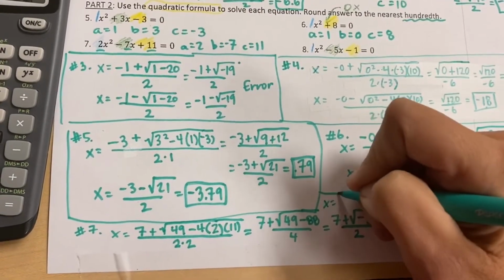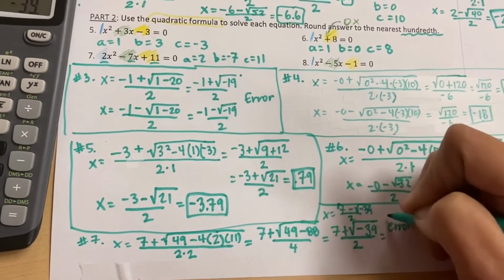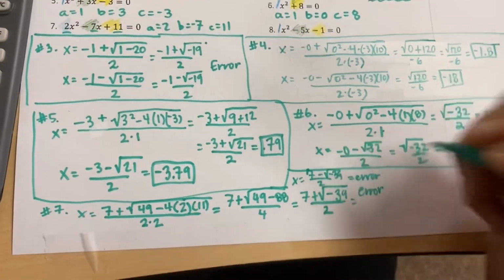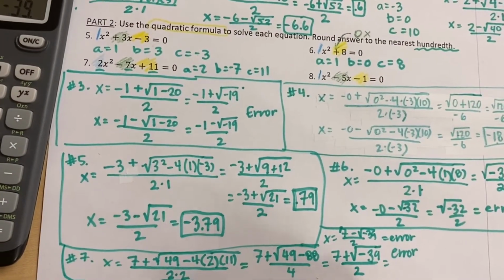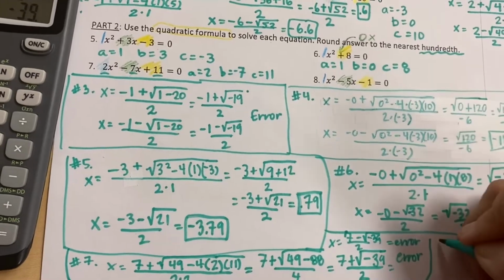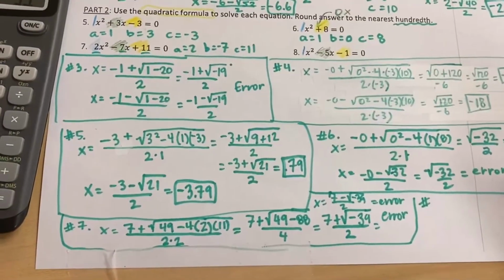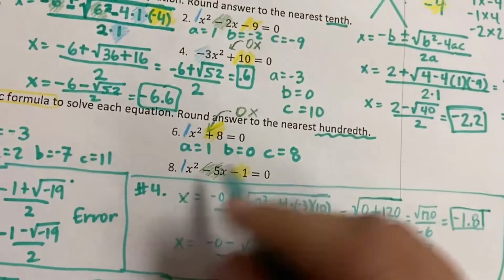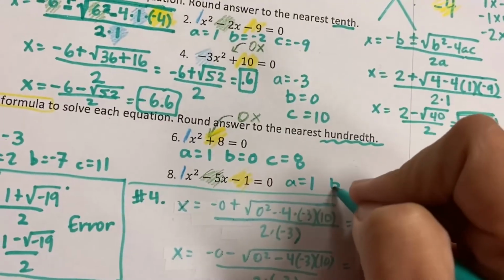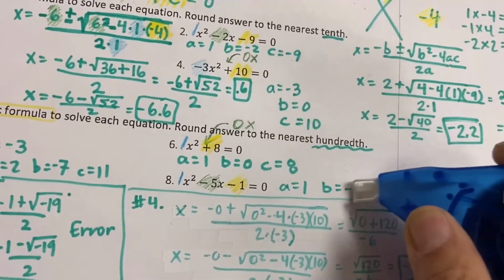The other one would have been 7 minus the square root of negative 39 over 2, which also would have given you an error. So we'll address this, but as it stands now, we're getting an error. All right, last one, question number 8. All right, let's zoom in here. It says A is 1, B is negative 5, and C is negative 1.